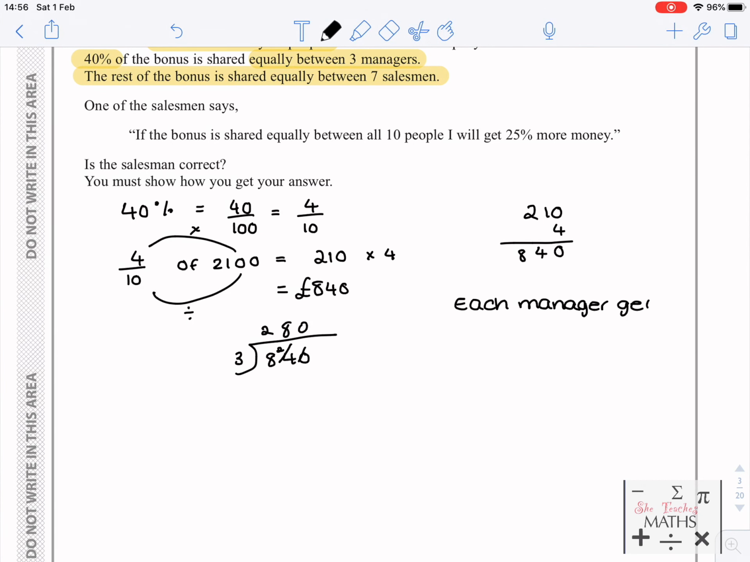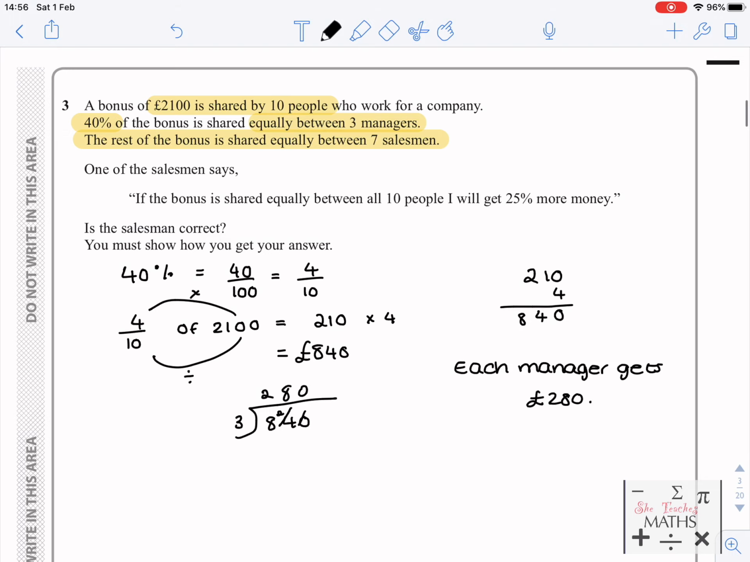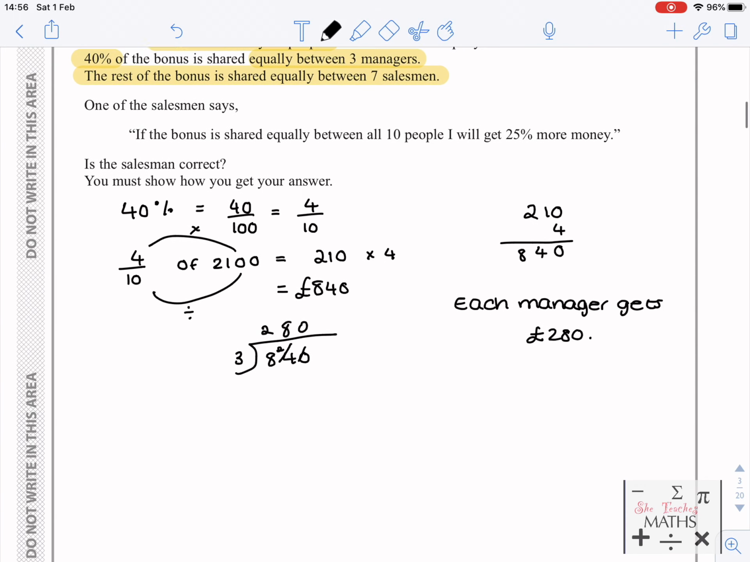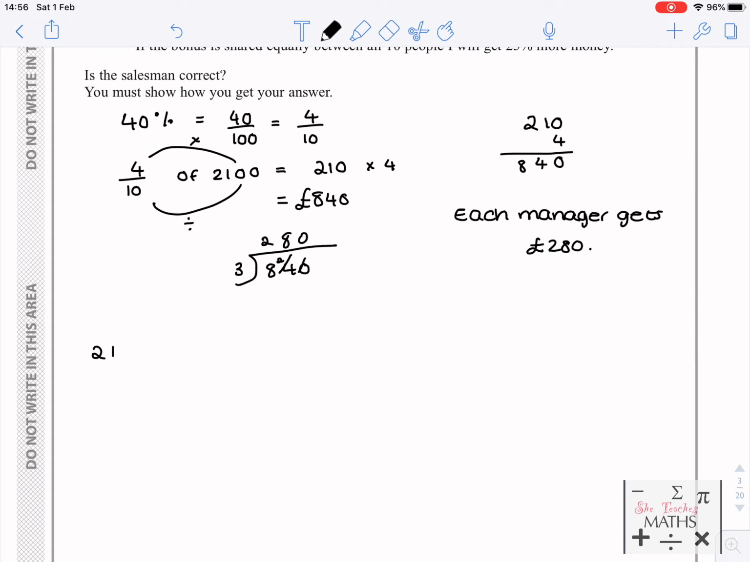Okay, so now the rest of the bonus is shared equally between 7 salesmen. So if the managers get £840, we need to take that away from 2,100 to see what is shared between the 7 salesmen. So we just do 2,100 minus 840. Again, we don't have a calculator, so let's just use the column method. 840, and then we can't borrow from this 0, so we borrow from this 1, then make that a 9, that'll be a 10. So 10 take away 0 is just 10, so put 0 there, a 1 here. 9 take away 4 is 5, so you add the 1, you get 6. Then here it's a 0, so 10 take away 8 is 2, and then we'd have 1.